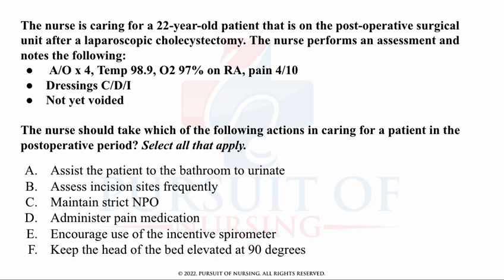The nurse should take which of the following actions in caring for the patient in the post-operative period? Select all that apply. Assist the patient to the bathroom to urinate, assess those incision sites frequently, maintain a strict NPO status for nothing by mouth, administer pain medication, encourage use of the incentive spirometer, or keep the head of the bed elevated at 90 degrees. So which of these is the nurse going to implement in caring for this patient in the post-operative period?